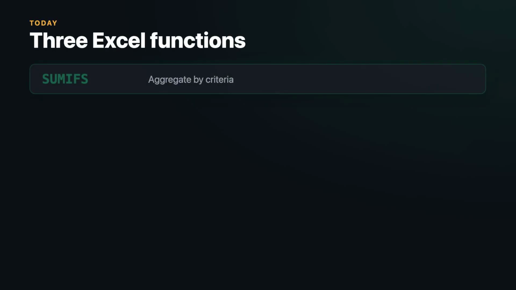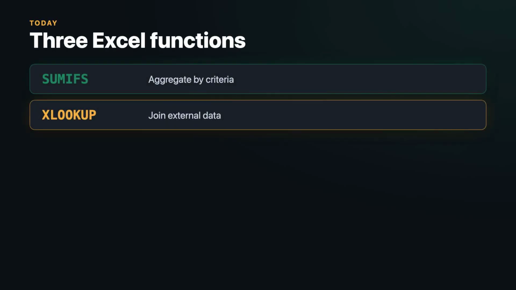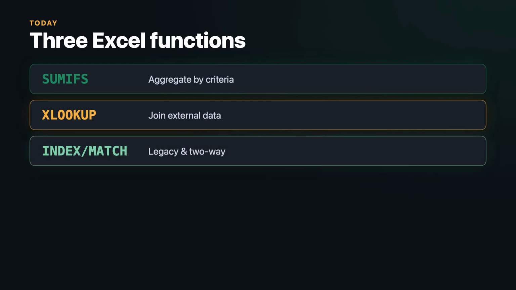Today, 3 Excel functions. SUMIFS does the aggregation. XLOOKUP does the joining. Index match is the fallback for older Excel and the only good answer for two-way lookups. By the end, 22,000 journal lines become a one-page profit and loss, broken out by category and customer country.